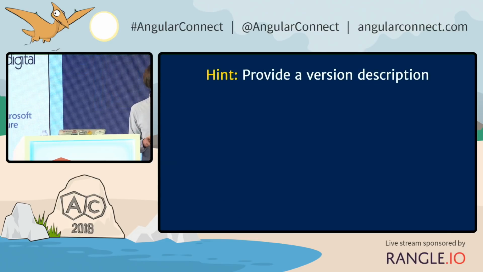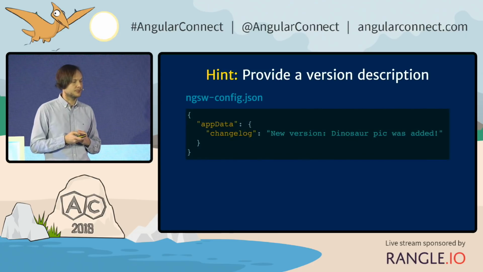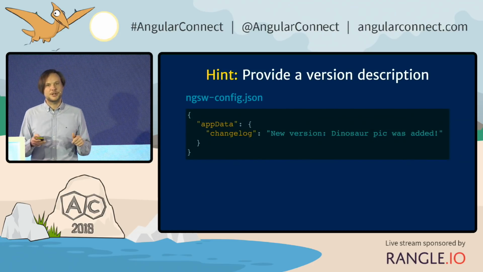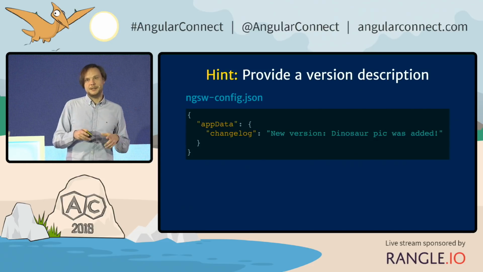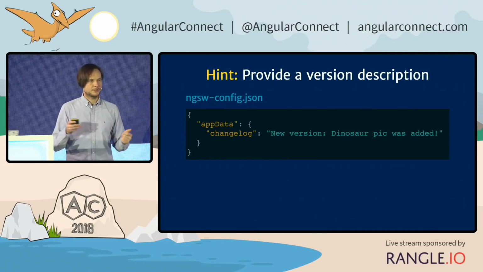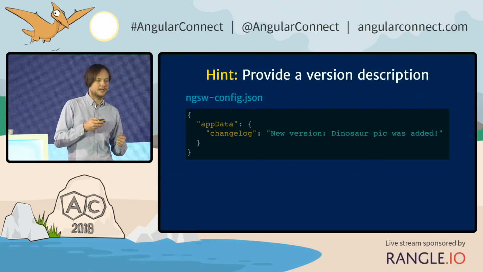My hint for you: you can provide a version description in this prompt. How to do this? In the ngsw-config.json configuration file, there is an optional property called appData, and this is a free-form object, so you can add whatever fields you want, a changelog in my case.